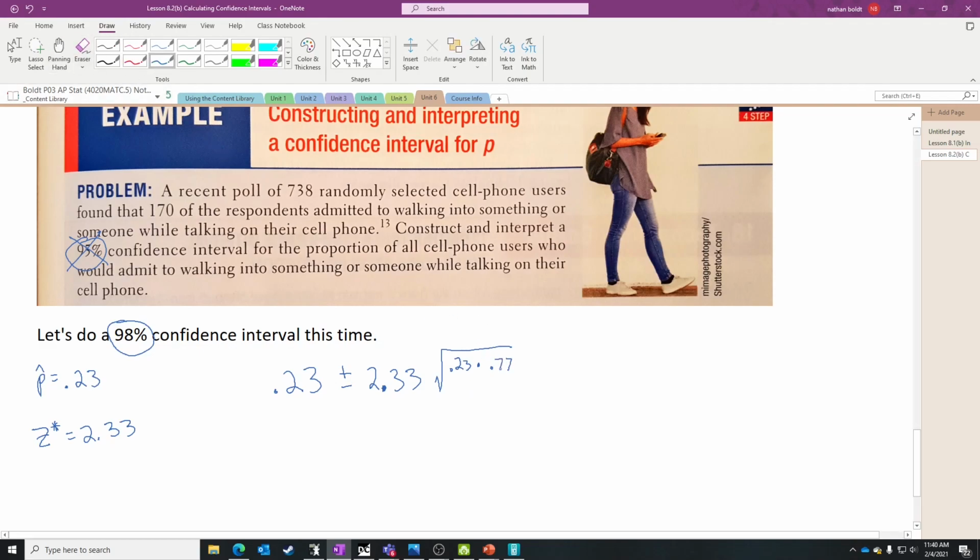Yeah, all right, I'll do that one more time. So where the heck did this number come from, right? It is a 98% confidence interval. That means there's 1% on either side of the normal model. 98 in the middle, 1 on the left, 1 on the right.